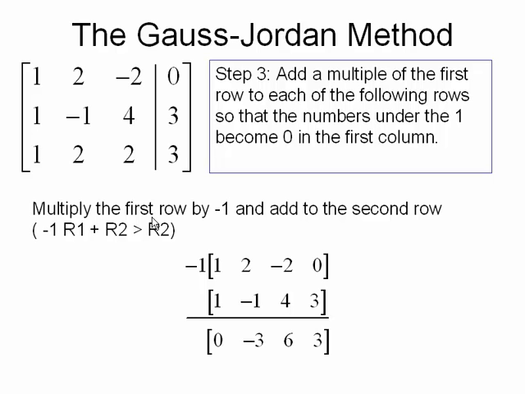So I need to multiply the first row by -1 and add it to the second row. So -1 times row 1 plus row 2, and we'll put that in place of row 2. So here's -1 times row 1, here's row 2, and when I add them together very carefully, I end up with 0, -3, 6, and 3. And now I need to put those in place of row 2.